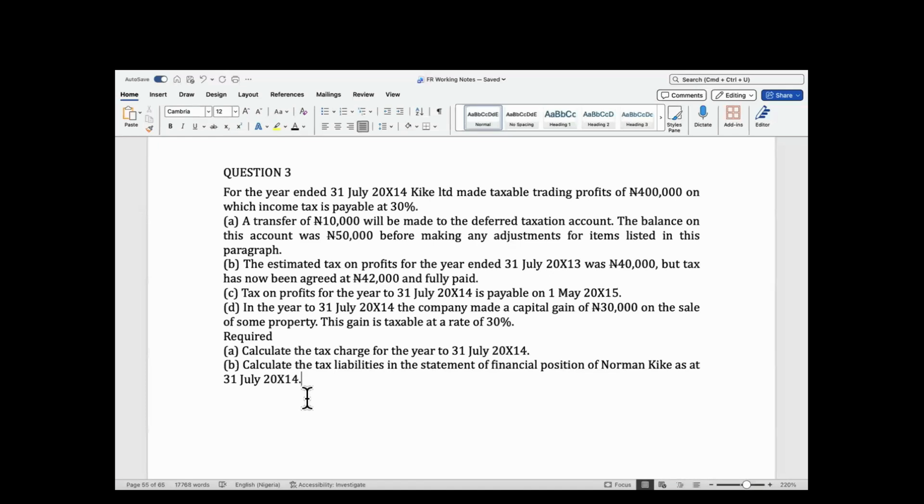D. In the year to 31st July 2014, the company made a capital gain of 30,000 naira on the sale of some property. This gain is taxable at a rate of 30%. Required. A. Calculate the tax charge for the year to 31st July 2014. B. Calculate the tax liabilities in the statement of financial position of Kiki Limited as at 31st July 2014.